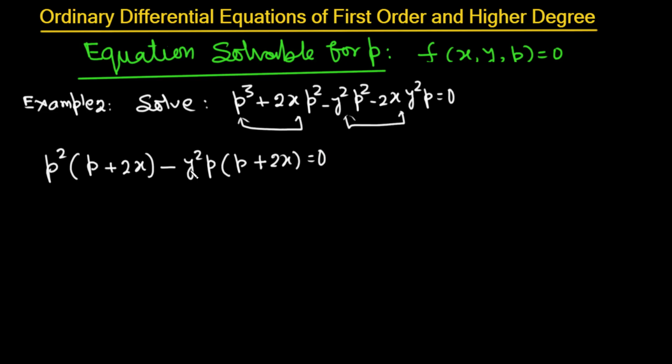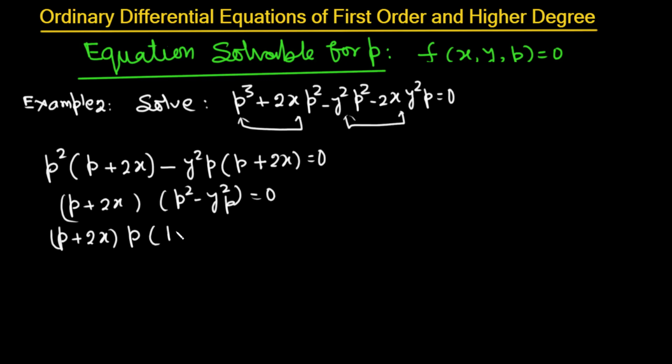Now p plus 2x is common factor in these two terms, so we can write it as p plus 2x into p square minus y square p equals to 0. Now this one is linear factor in p. This one is not a linear factor in p. I beg your pardon, this is y square p. So let us convert it into linear factors involving p. We can take p common from these two terms. So further simplifying, p plus 2x, p common, and we have p minus y square equals to 0.